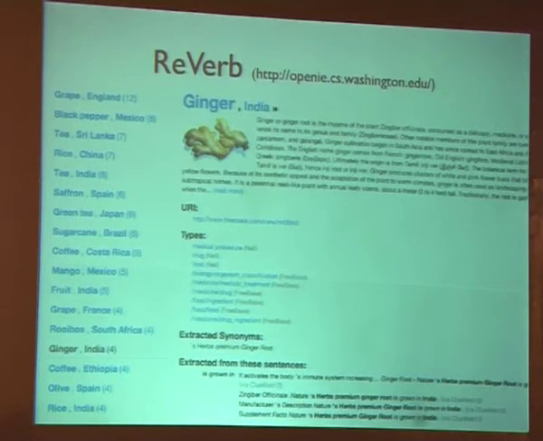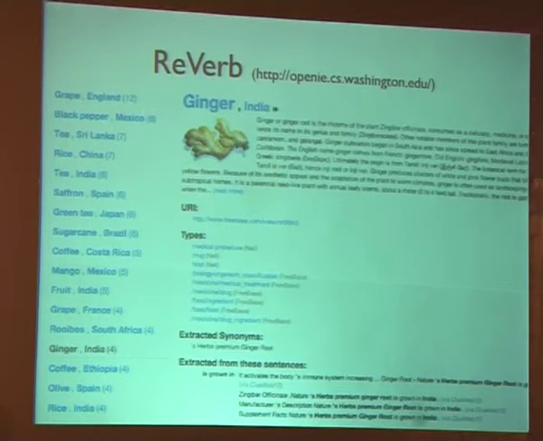I think this screenshot is not so clear. I tried looking at some of the facts that they have. For example, this page is all about what kind of crop is grown in which country or which location. The kind of relationship that you want to find here is that grapes are grown in England, black pepper grown in Mexico. So the grown-in relation, and they have all these relations that they extracted through their technique.